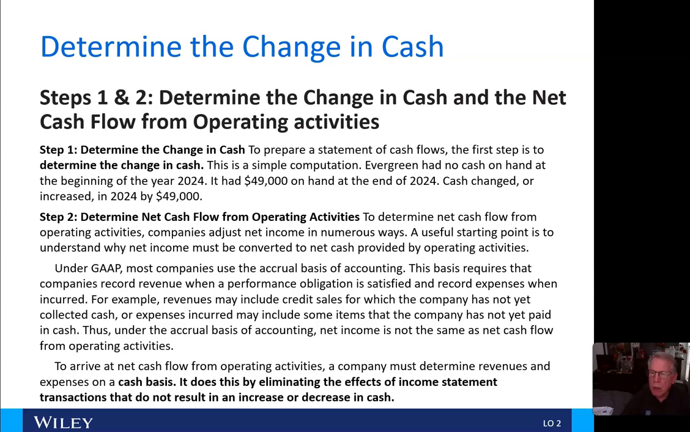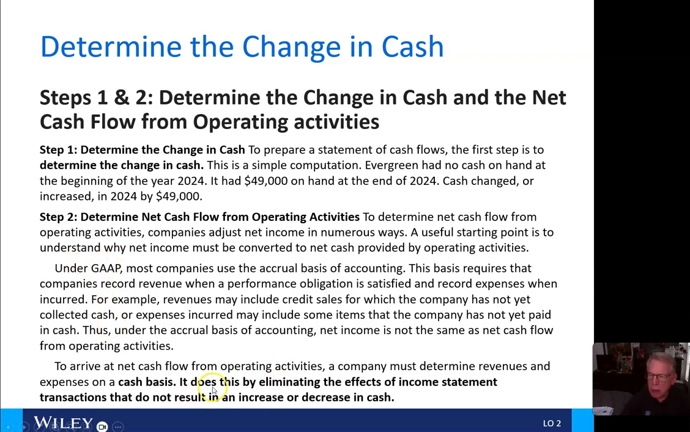For example, revenues may include credit sales for which the company has not yet collected its cash, and expenses incurred may include some items for which the company has not paid in cash. Thus, under the accrual basis of accounting, net income is not the same as net cash flow from operating activities.